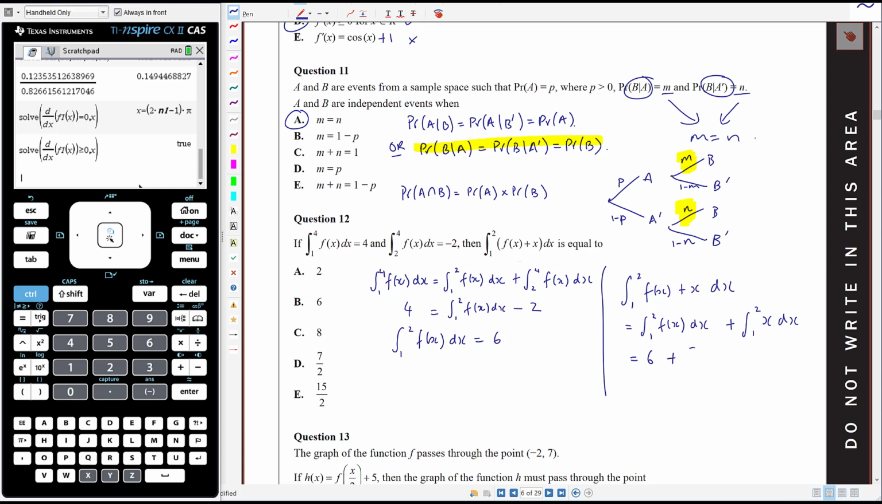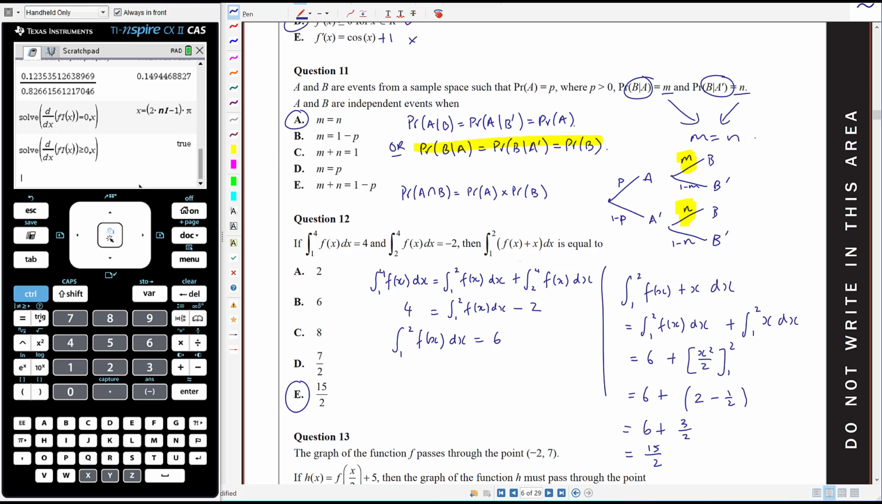So this is 6 plus x squared on 2 from 1 to 2. Subbing in 2, 2 squared on 2 is 4 on 2, so that's 2. Take away subbing in 1 is a half. So we have 6 plus 1.5, or 3 on 2. Okay, so that would be 7.5, or 6 is 12 on 2 plus 3 on 2, so 15 on 2. So E for question 12.